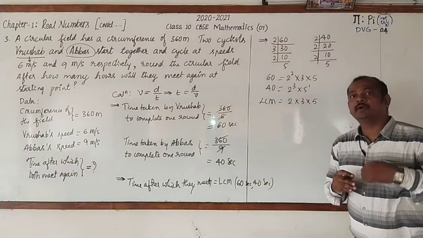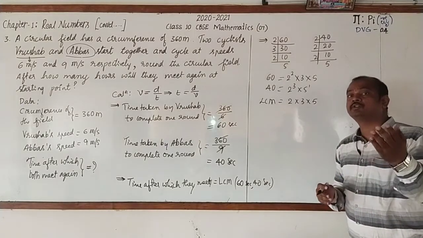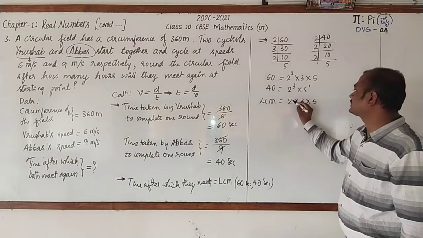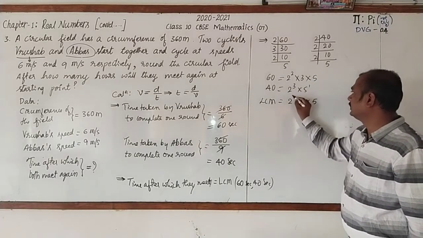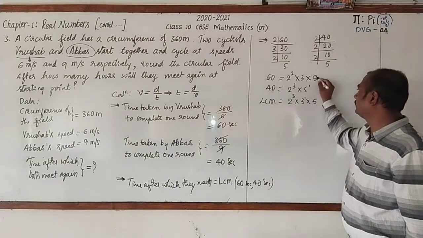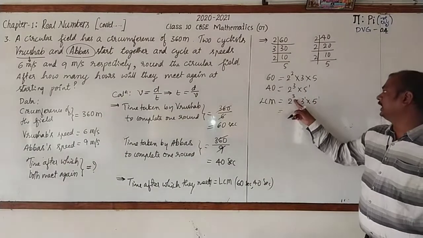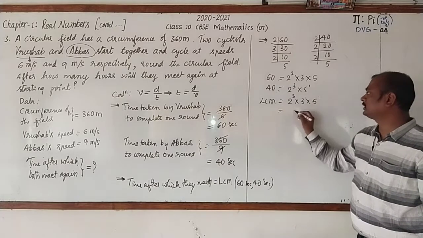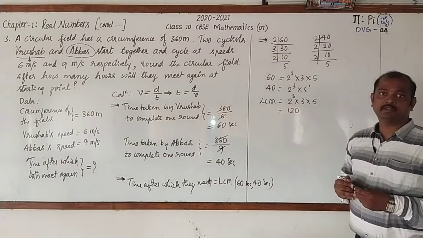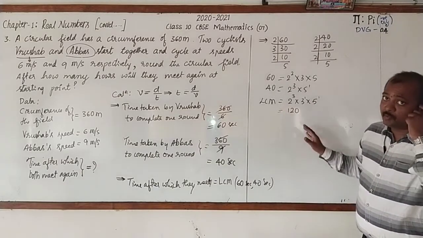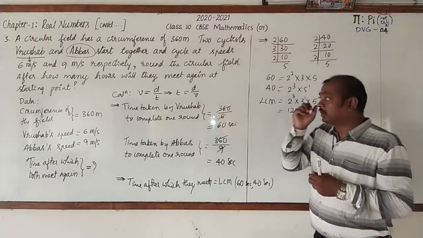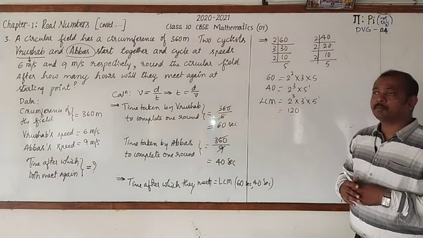Then should we take the highest power or the lowest power? We have to take the highest power of each factor. 2 is 3, 3 is just 1, 5 is 1 only. Now what is 2 cube? 8. 8 5s are 40, 40 3s are 120. Clear?